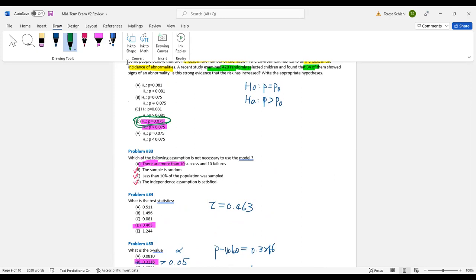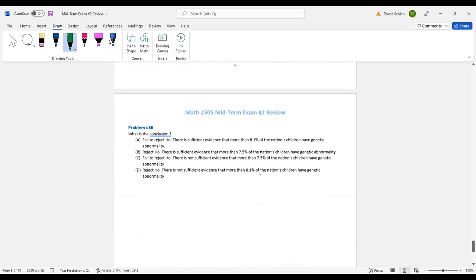Okay, so now I can read the answers. You can read the conclusion and check the answer: the data does not provide significant evidence to support that the percent of abnormality will increase. So let's see which one is that. We fail to reject, so this is the right kind of statement. Then let's see the one that says reject H0 where P equals 0.075, and that there is sufficient evidence that more than 8.1% of the nation's children have genetic abnormality. That's not what we say.